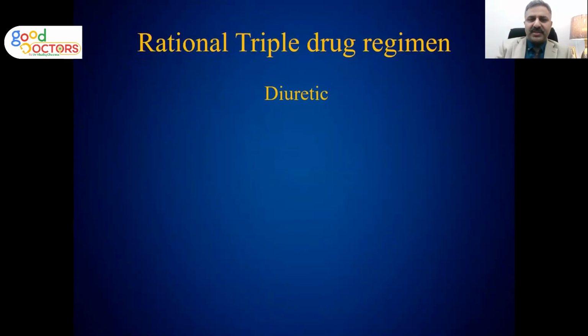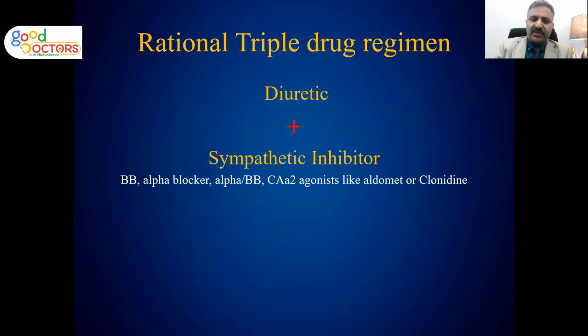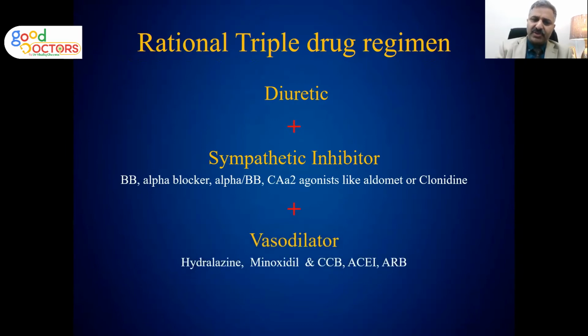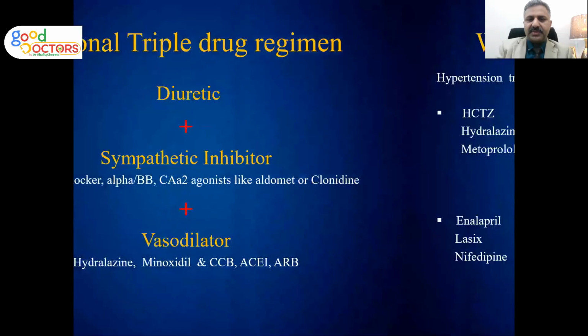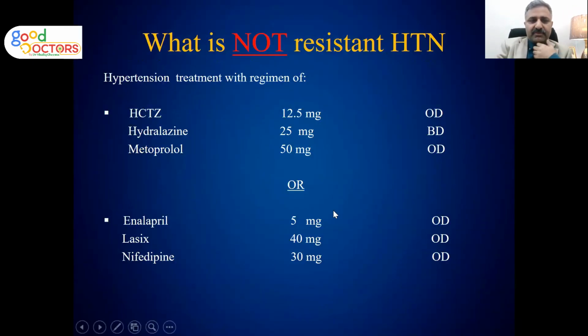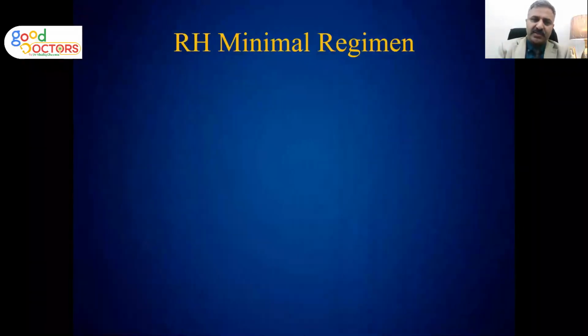So what could be a rational three-drug combination? You have to use a diuretic, you have to use a sympathetic inhibitor like a beta blocker or calcium channel antagonist, and you have to use a vasodilator like hydralazine, minoxidil, ACE inhibitor, ARB, or calcium channel inhibitors. But someone might say, okay, they are using a diuretic, a vasodilator, and a sympathetic blocker, but at low dosages. So this would not be resistant hypertension. This would be an inappropriate drug combination. You are giving an inadequate dose, even though the combination is appropriate, the dosage is inadequate.